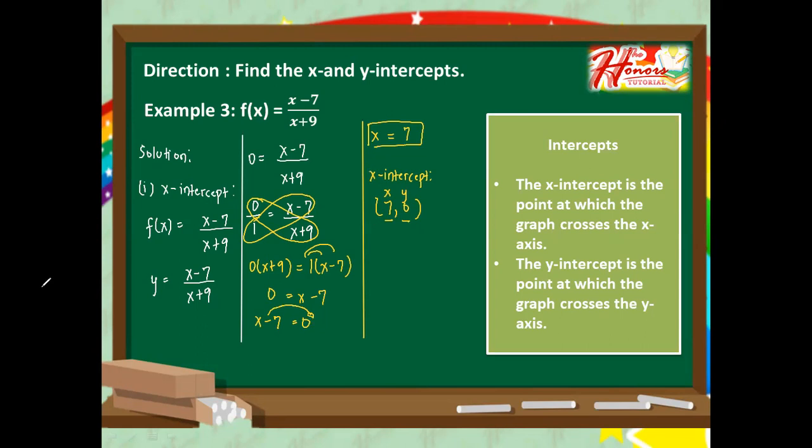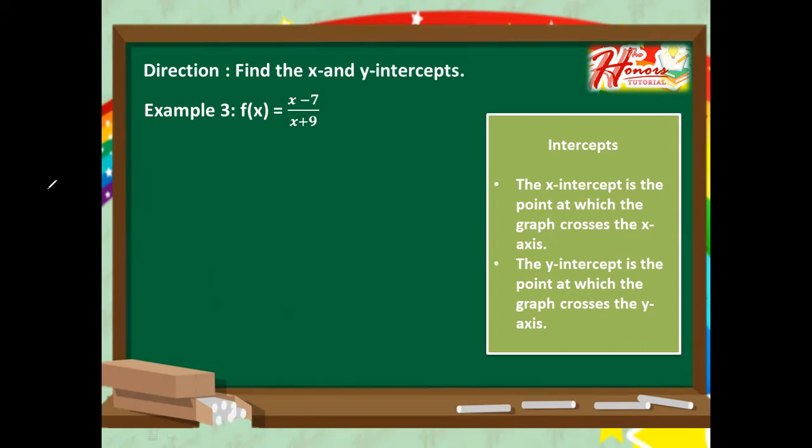Next, now let's solve for the y-intercept. So let's have y-intercept here, and then let's copy the given. The given is f of x is equal to x minus 7 over x plus 9. And then we have to set f of x to y. So that is y equals x minus 7 over x plus 9.